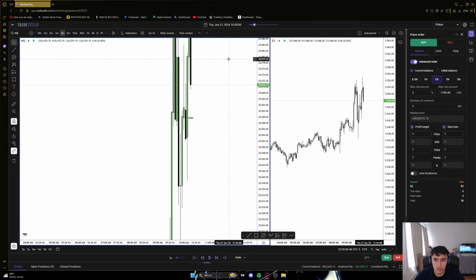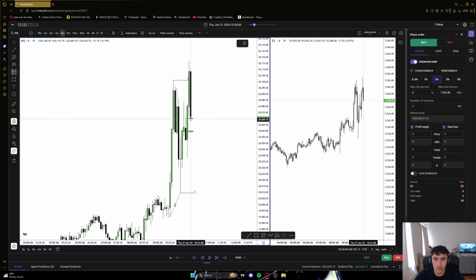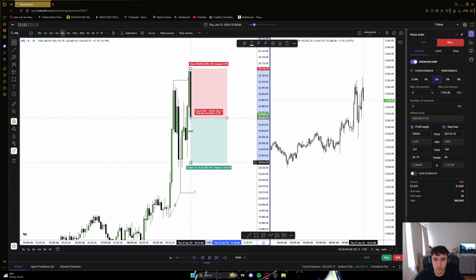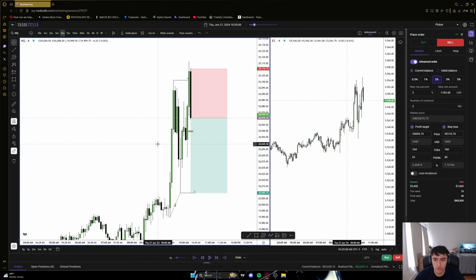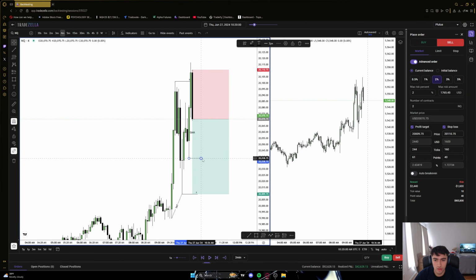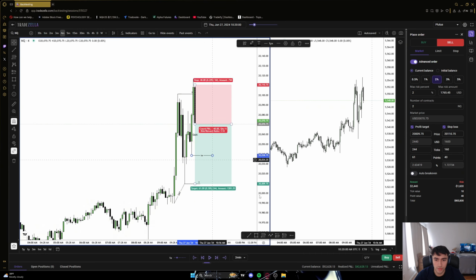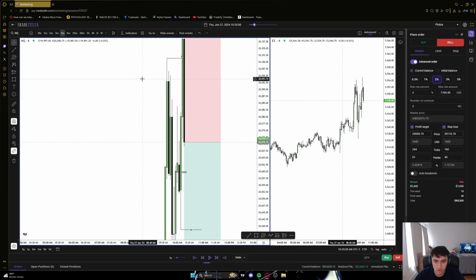Is there a 4 minute? 4 minute short right here. This should work. 1 to 1. We can target these lows as well and go break even here. Break even. Did this inverse though? I want to see. Give me a second. Oh yeah, did it inverse.